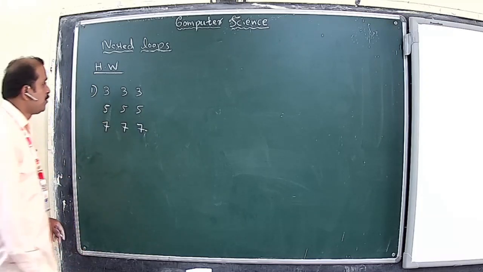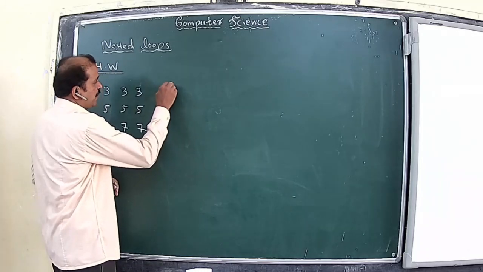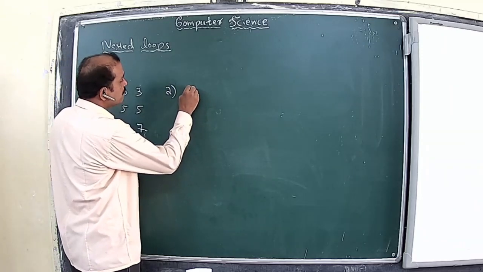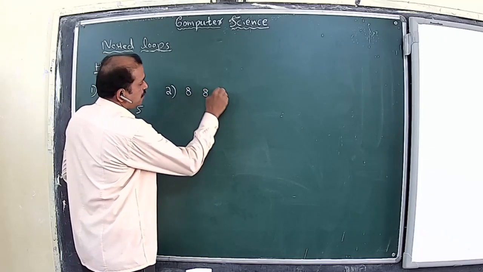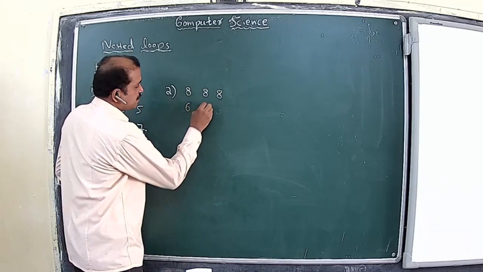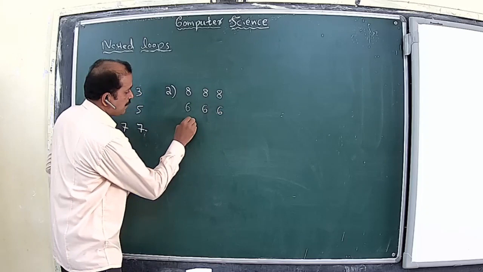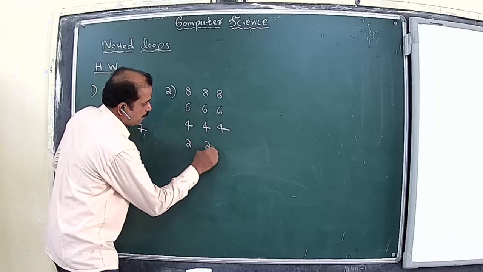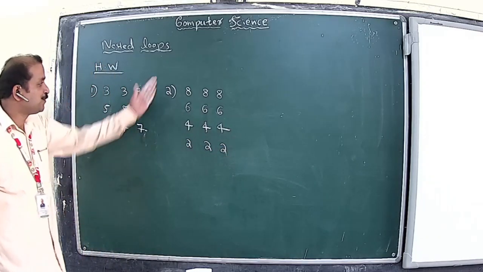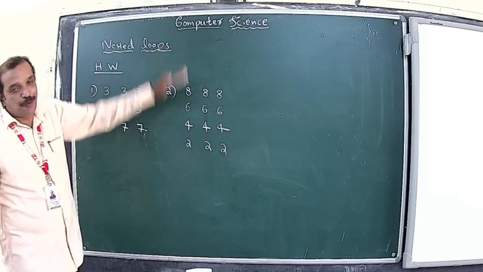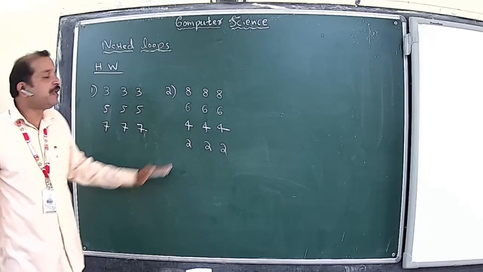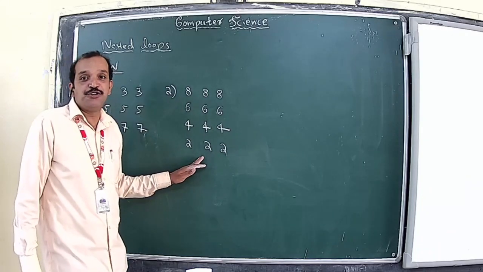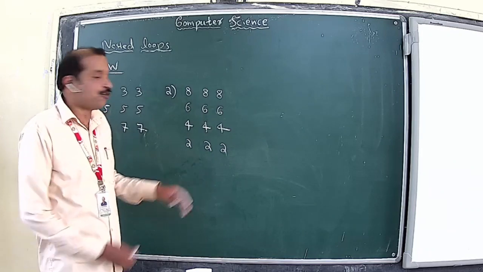I hope it will be clear to you. And your second homework is to produce the next output. 8, 8, 8, 6, 6, 6, 4, and 2. Here you can see the values are coming from top to bottom, from 8 to 2. So you must be careful. Definitely the row values are printed here, but still you must be careful with the output that is produced and the values that are initialized with the loop control variable.